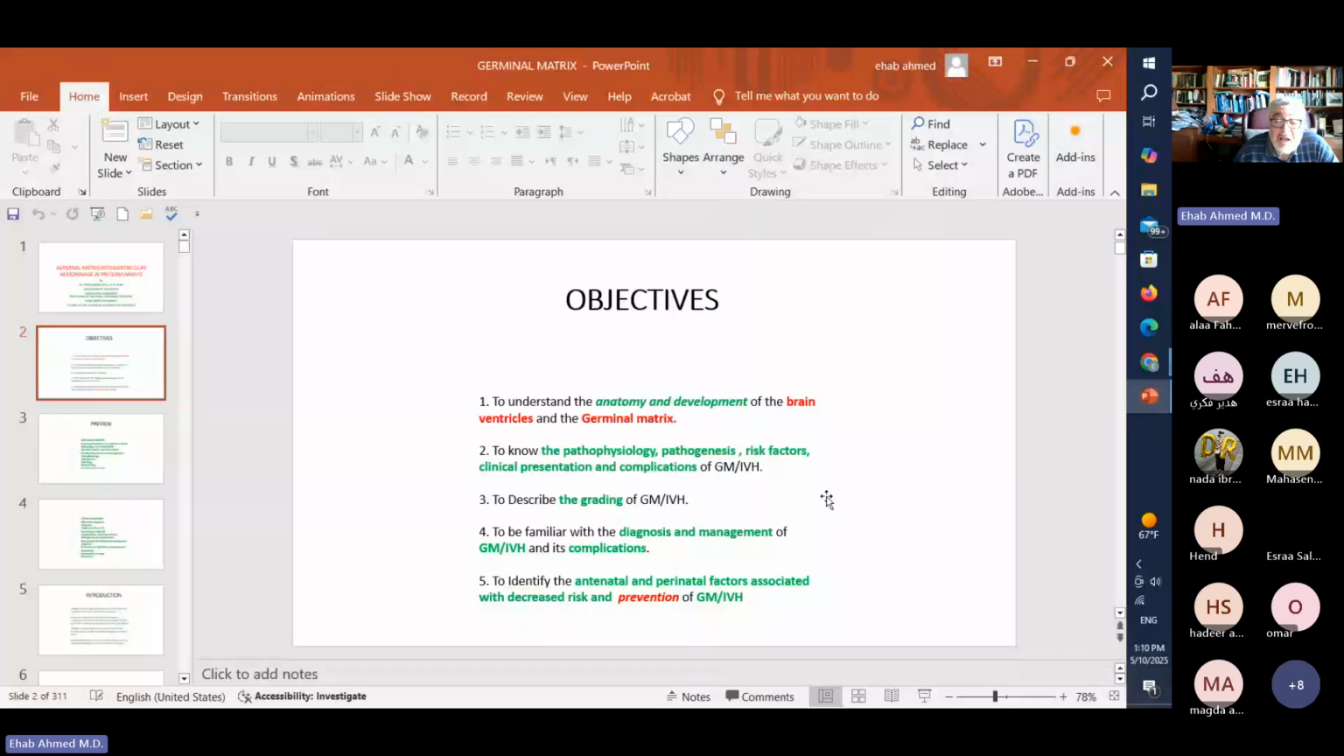If we know exactly how we can do our best to prevent GM-IVH, which is not an easy task, it's a very, very tough job, but we'll try to do it.